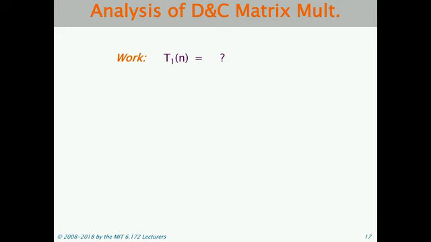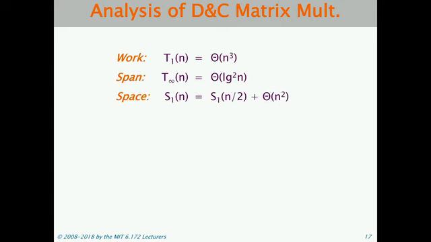recursive calls. So therefore, the recurrence is just going to be S of n/2 plus theta of n squared. And what does that solve to? n squared. Right. So here the n squared term actually dominates. You have a decreasing geometric series, so it's dominated at the root, and you get theta of n squared.